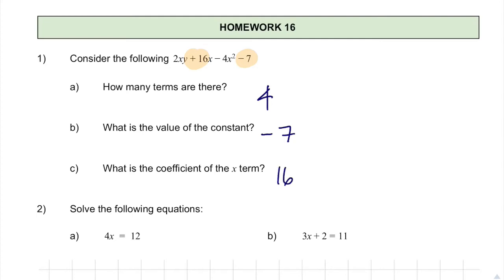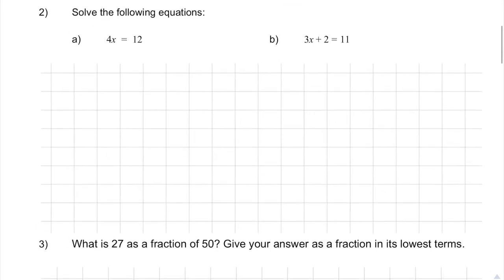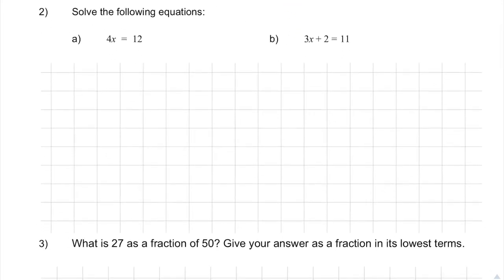Question 2. So solve the following equations. Well, 4x equals 12. The first thing we need to do here is to divide both sides by 4. So I'm going to divide by 4 on the left and divide by 4 on the right. When I do that, I get an answer that x is equal to 3. Now I can check my answer. I can put 3 back into the original equation, and 4 multiplied by 3 is 12.